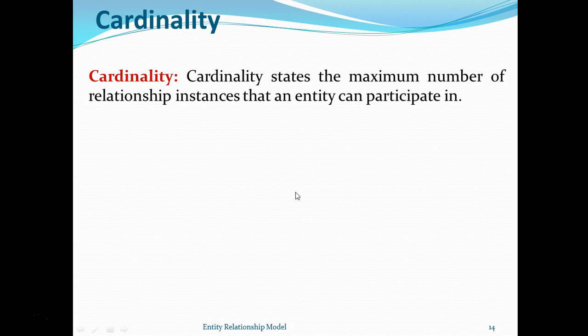Then we have cardinality. This is a very important concept in ER diagrams. It states the maximum number of relationship instances that an entity can participate in. In a relationship, we have seen that two entities are associated with each other, but how they are actually participating in the relationship is to be represented with the cardinality.